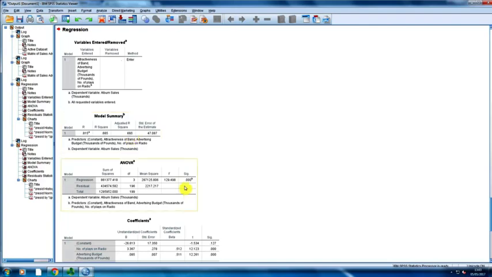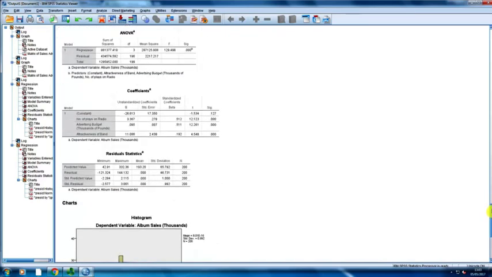If we look at the ANOVA table again, we've got a significance value less than 0.05, so our p-value suggests that we reject the null hypothesis. In other words, our model is actually predicting something. Scrolling through again, in our coefficients, the number of plays on the radio is significant, advertising budget is significant, and attractiveness of band is significant. But what we notice this time is that the constant is not significant.